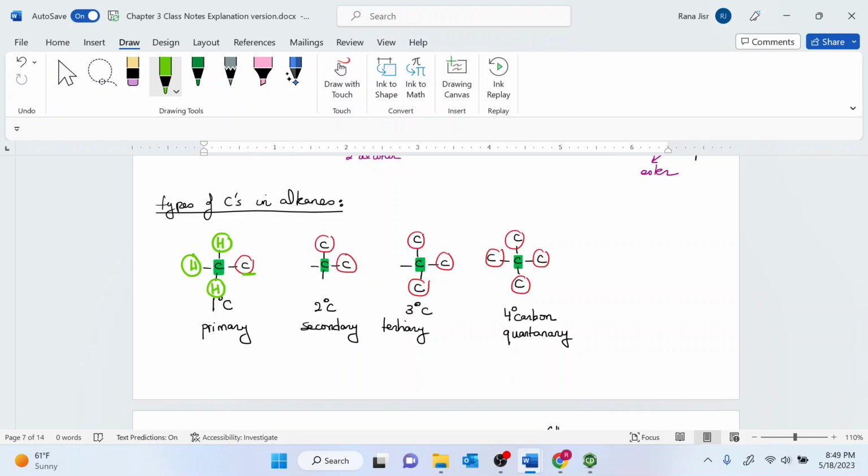A secondary carbon is connected to two carbons, so this means that it has two secondary hydrogens. And a tertiary carbon is connected to three carbons. This means that it has one tertiary hydrogen. So we're classifying the hydrogens and the carbons. So this is a tertiary carbon, and this hydrogen is a tertiary hydrogen. So it's a tertiary hydrogen because it belongs to a tertiary carbon. This is a secondary hydrogen or secondary hydrogens because they belong to a secondary carbon. Quaternary carbon has four carbons around it and has no hydrogens.